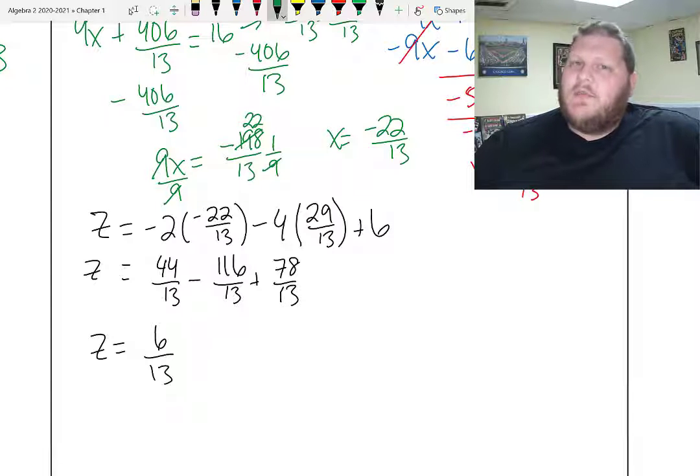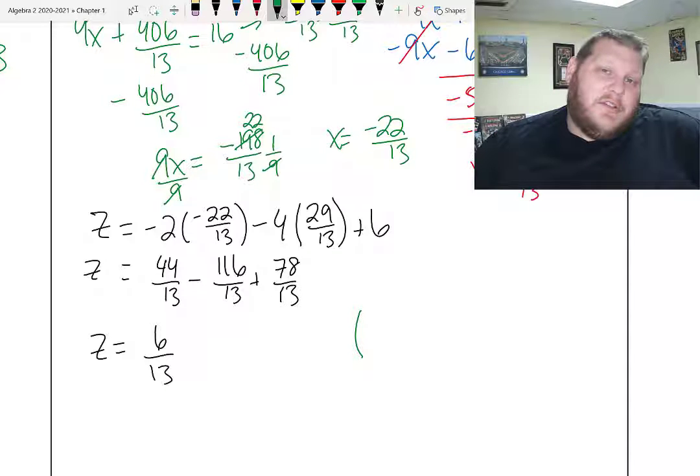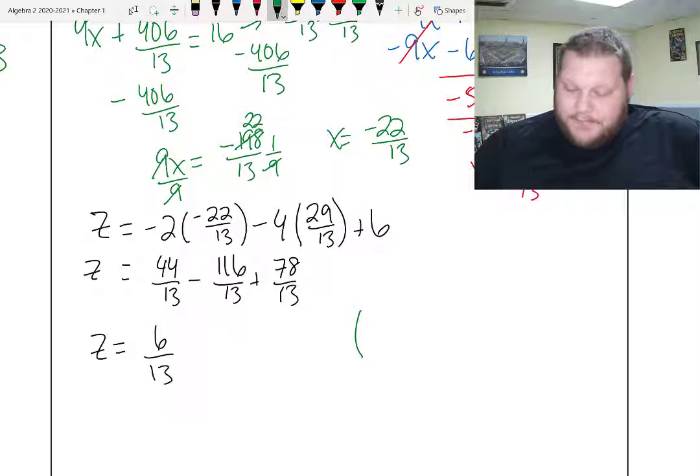Most of the time, you should be getting whole number answers for what we're going to be working on, but it is what it is sometimes. Real world problems aren't always the prettiest, so you might have some problems where you're getting fractions or decimals, and that's just the reality of the situation.